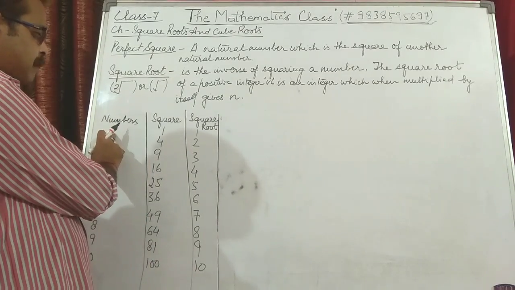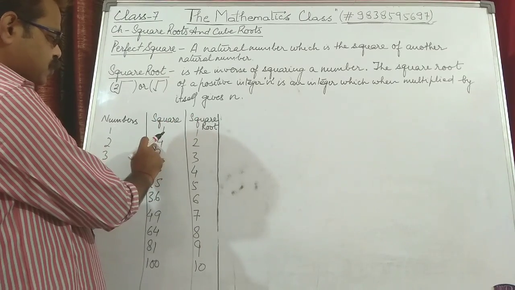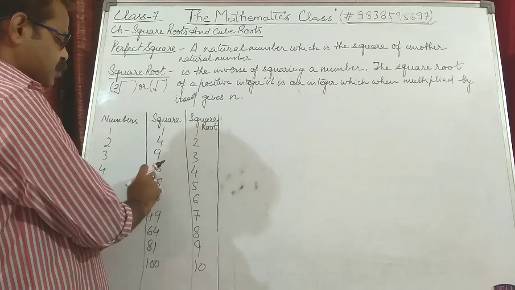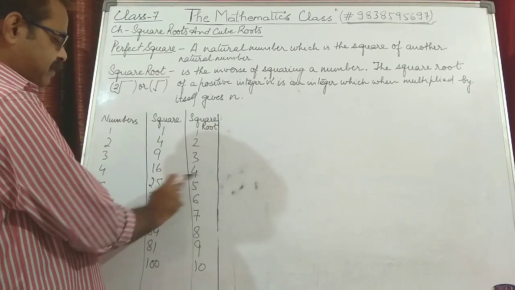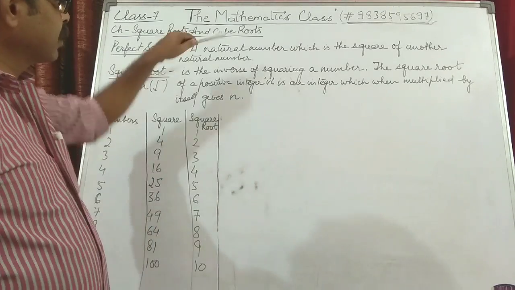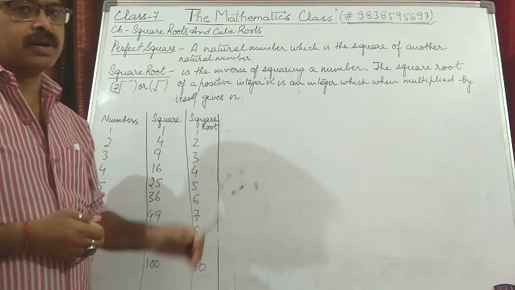This is the number and this is the square of the number, and its square root will be 1. Square root of 4 will be 2 into 2. Square root of 9 will be 3 into 3. Square root of 16 will be 4, 25, 5 and so on. So you will make this table and you will write these definitions in your fair notebook.